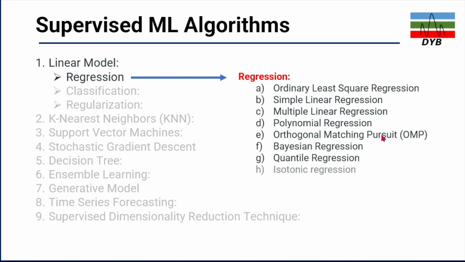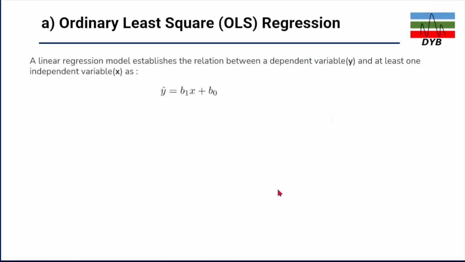Then we have another type of algorithm called orthogonal matching pursuit. Then number 6 is Bayesian regression, in which prior knowledge is applied. Then quantile regression, isotonic regression, stepwise regression, and least angle regression. So these 10 algorithms are what we are going to discuss in this part of the lecture. Let's look at the first type of regression, which is ordinary least squares regression.